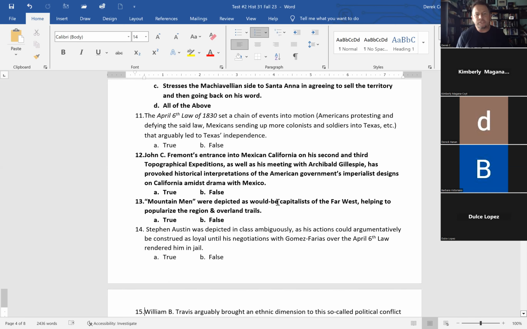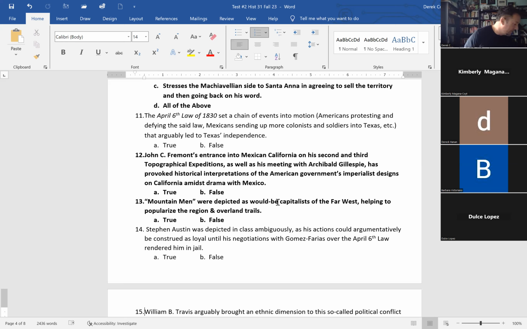And then 12, this was lecture, I believe, and not so much written. John C. Fremont's entrance into Mexican California on his second and third topographical expeditions, as well as his meeting with Archibald Gillespie, has provoked historical interpretations of the American government's imperialist designs on California amidst the drama with Mexico. And that is absolutely true. All right.